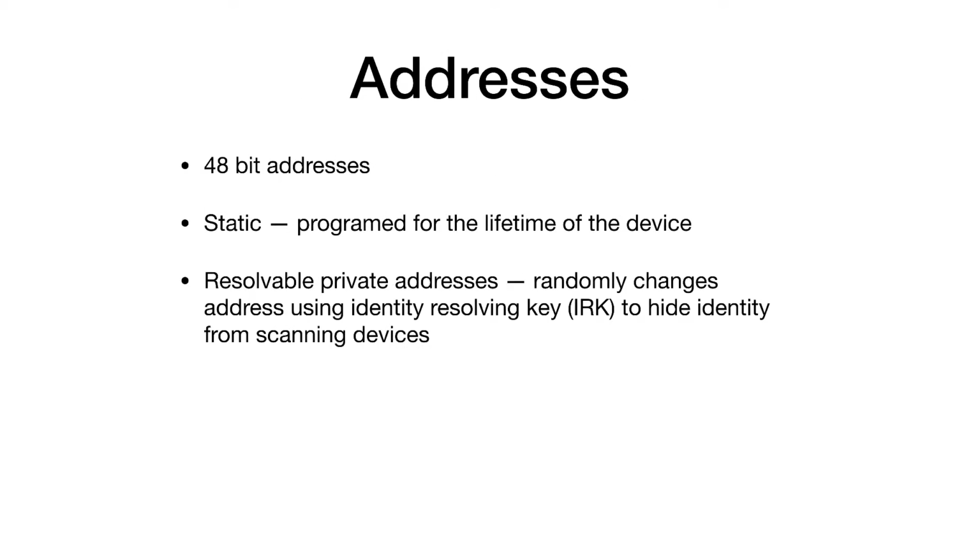Okay, so addresses. Now we're talking about more of the MAC type of things. How do you identify devices in Bluetooth Low Energy? There are 48-bit addresses, same as a MAC address. And there are actually two different types of addresses. There are static addresses, much similar to the MAC addresses that we use to transmit data on Bluetooth, Wi-Fi and Ethernet. But they have this extra type of address. They call them resolvable private addresses. These are addresses that change randomly to hide the identity.